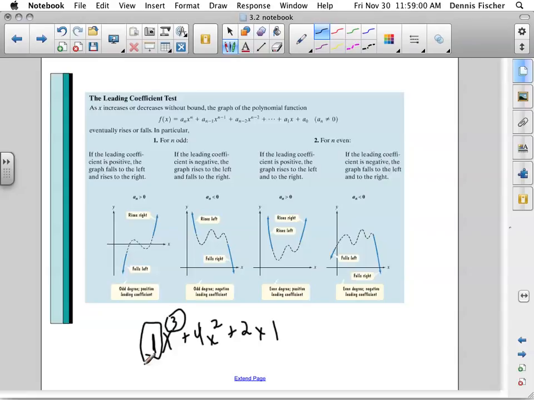Same thing, if it's odd and that A value is negative, it flips the graph. So it's going to go up to the left and down to the right. I know the middle stuff doesn't matter, but does the negative affect the middle of the graph? Yeah, it affects it, yeah.